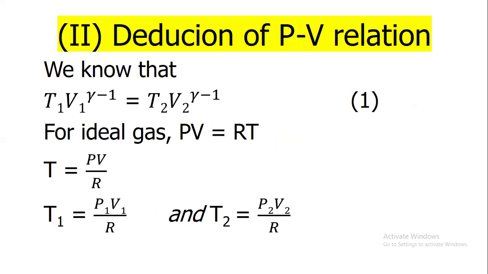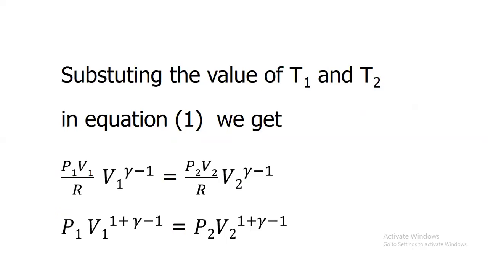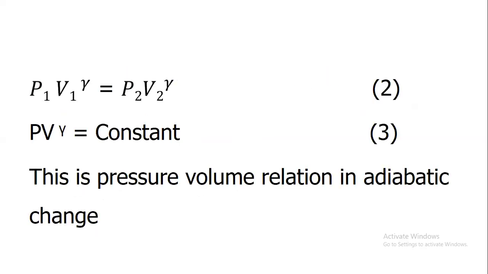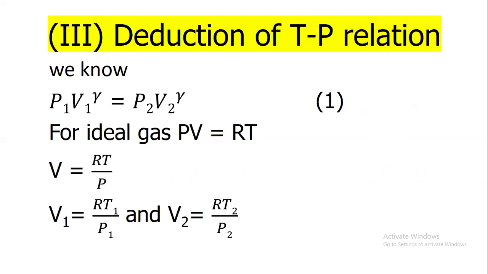Deduction of PV relation. We know that T1 V1 to the power gamma minus 1 equal to T2 V2 to the power gamma minus 1. For an ideal gas, PV equal to RT, so T equal to PV over R: T1 equal to P1 V1 over R, and T2 equal to P2 V2 over R. Substituting the values of T1 and T2 in equation 1, we get P1 V1 to the power gamma equal to P2 V2 to the power gamma, PV to the power gamma constant. This is the pressure volume relation in adiabatic change.